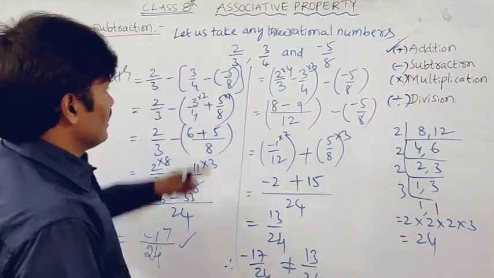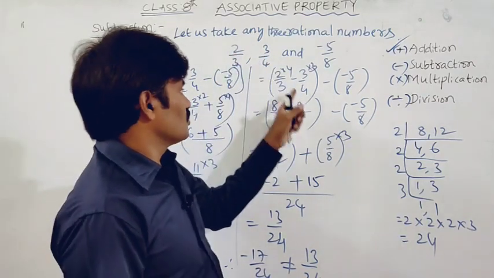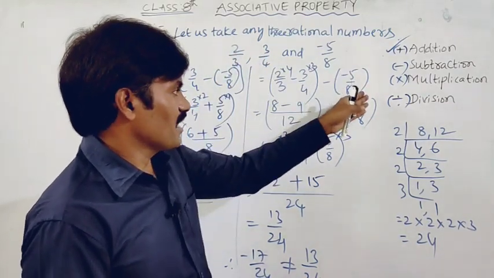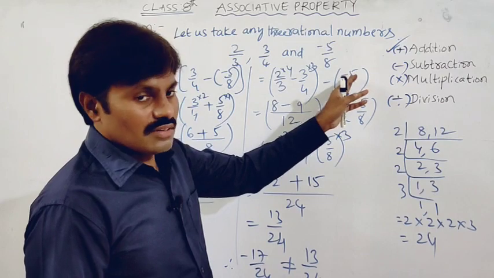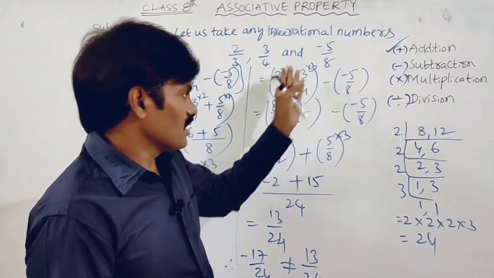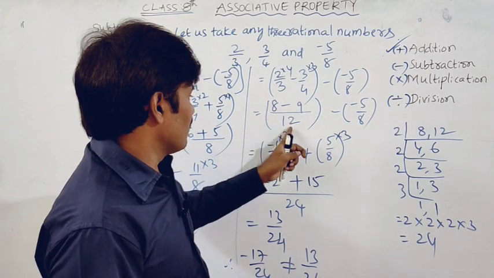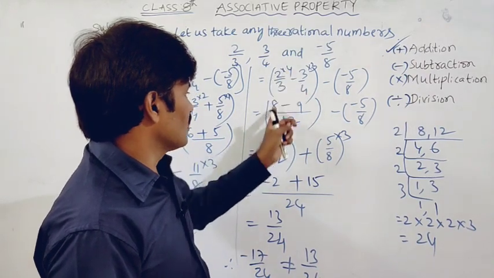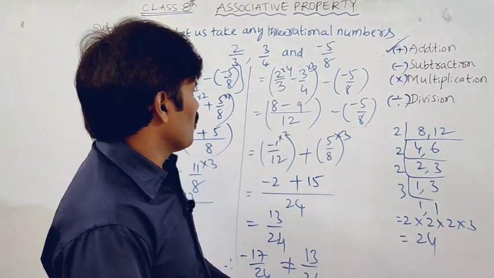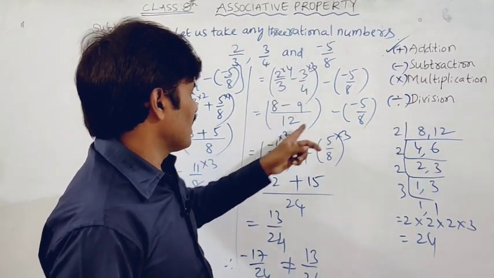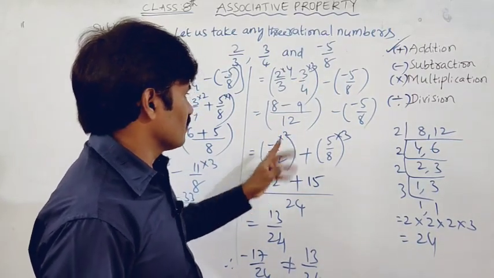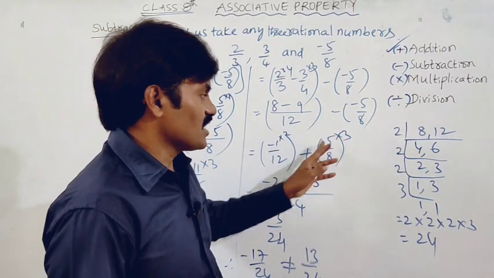Okay, clear? See, first I have subtracted these two, then from the difference I am subtracting minus 5 by 8. So 3 4s are 12. So 3 divides 12 4 times. So 4 2s are 8, minus 4. 3 divides 12 3 times. So 3 3s are 9. The result is minus 1 by 12. Okay, minus, or minus plus 5 by 8.